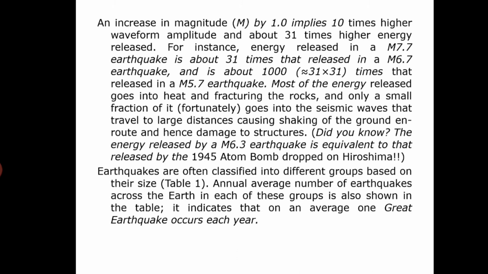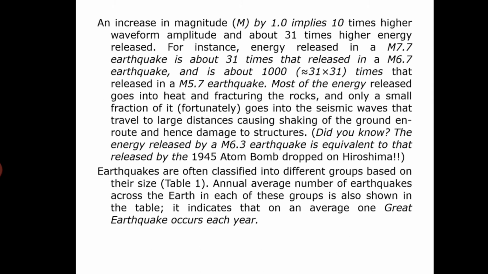An increase of 1 implies 10 times higher waveform amplitude and 31 times higher energy release. For instance, the energy release in an M7.7 earthquake is about 31 times that of an M6.7 earthquake and about 1000 times that of an M5.7 earthquake. So these are the different magnitudes we can measure.